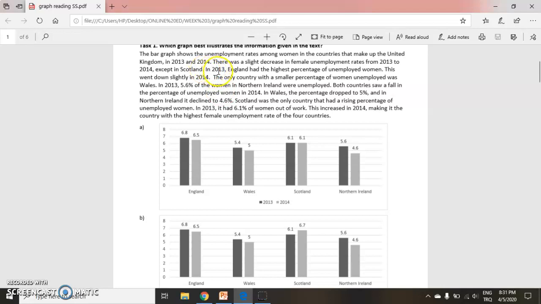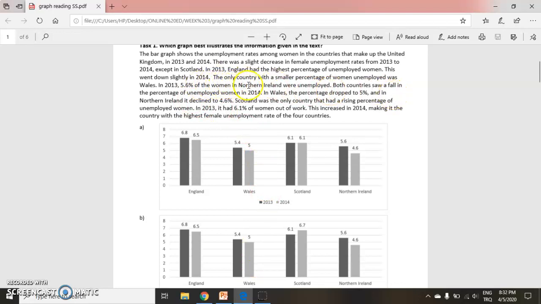Let's continue. In 2013, England had the highest percentage. 13, highest, both okay. And these parts are also given in both charts. In 2013, 5.6 Northern Ireland. Here the same. And then in Wales, percentage dropped to 5%. Here, 5. So in both charts until now, all the information is the same.